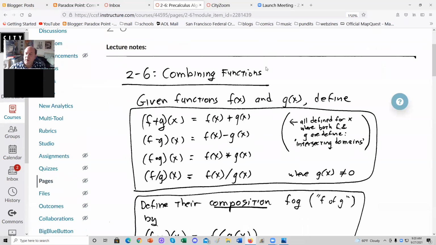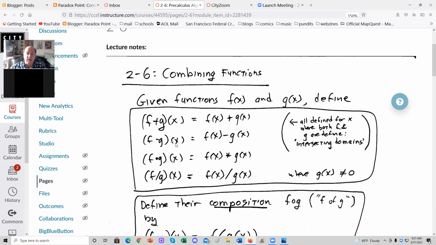2-6 is about combining functions. We'll be adding, subtracting, multiplying, and dividing these functions, and also something called composition. So given two functions, f of x and g of x, their sum, f plus g, is a function whose value at x is f of x plus g of x.